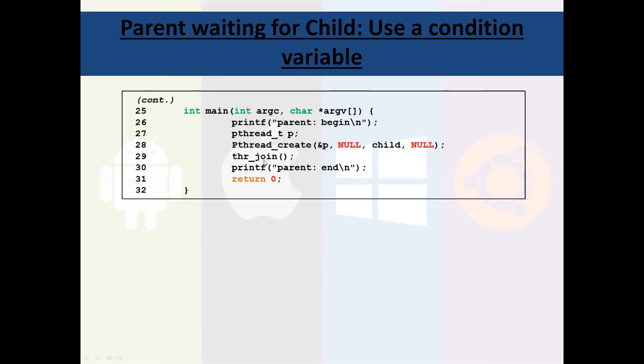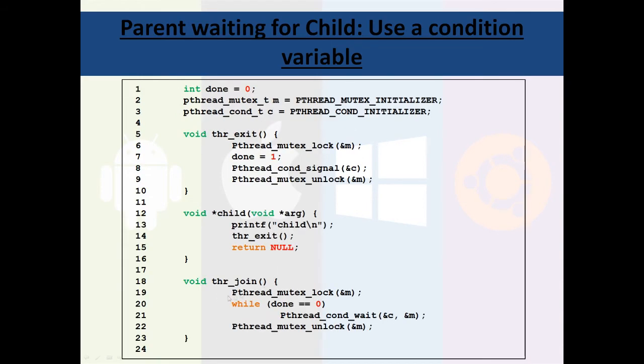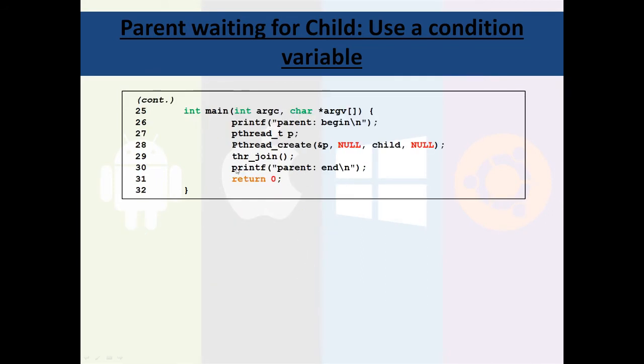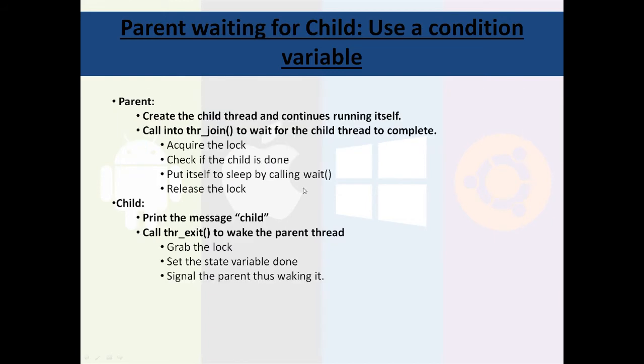Then the parent calls thread join. So the parent comes into this function here, which is what I was saying, and waits until the child is done. After which the parent will output or display the text parent end. Okay, so what is actually happening? Well, like I said, I'm just going to reiterate again, just in case you didn't follow. When the parent obviously is the first process that starts executing, it creates the child thread and continues running itself. Okay, so just in terms of what the parent is doing, it will create the thread and then continue running.